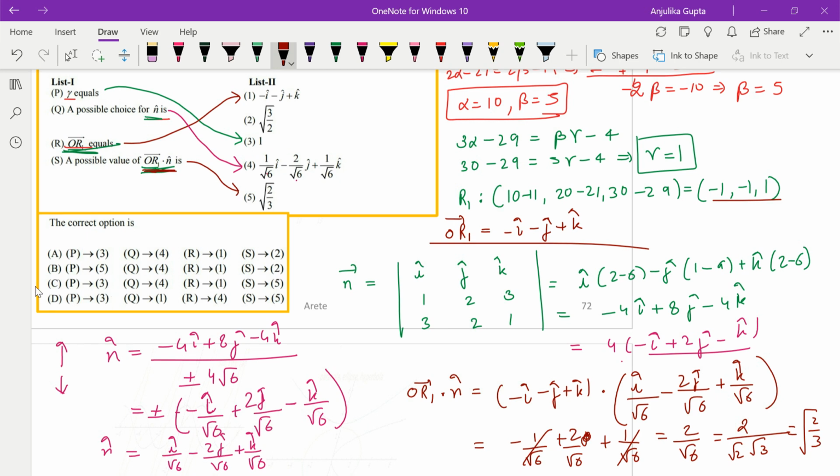So everyone matches in the C part of it. So P goes to 3 like this. This is the correct answer.